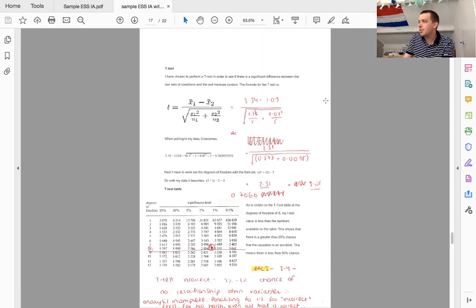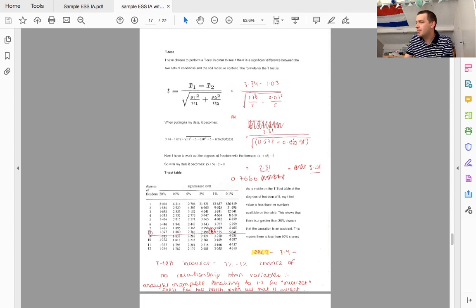Now, let's scooch down. We use a t-test. However, the student has not checked their working out. So the t-test value is a bit dodgy. It's very important to go through and to calculate this properly. Okay?